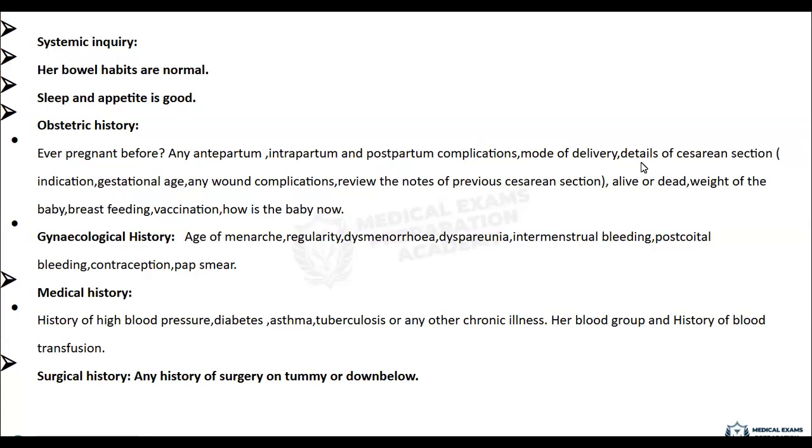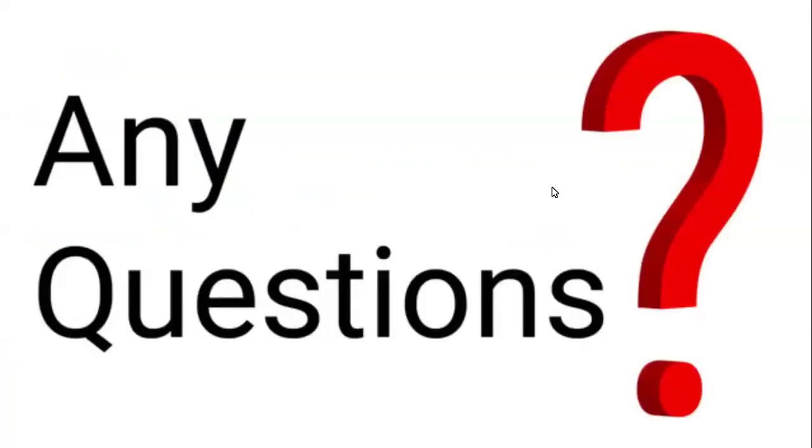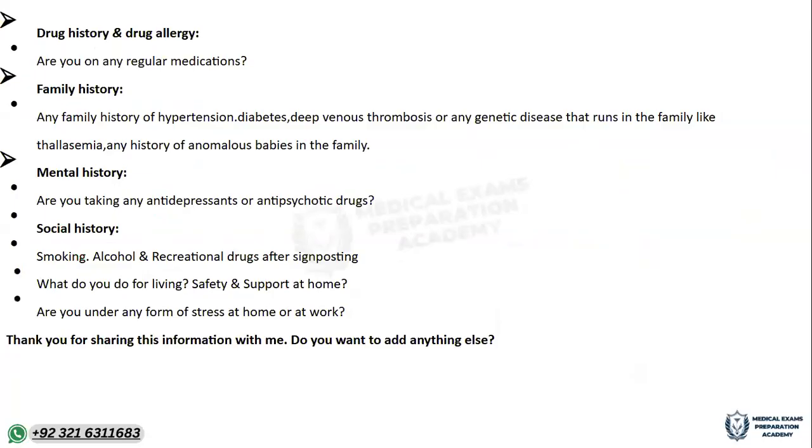Then you will take the medical history, past medical history: any history of high blood pressure, diabetes, asthma, tuberculosis, or any other chronic illness in the past, and what is her blood group, and any history of blood transfusion in the past. Then you will ask about the surgical history, any history of surgery on the tummy or down below, or any other surgery in the past. Then after the medical and surgical history, you will ask about the drug history and the drug allergy. Is she taking any regular medications, or any history of drug allergy?